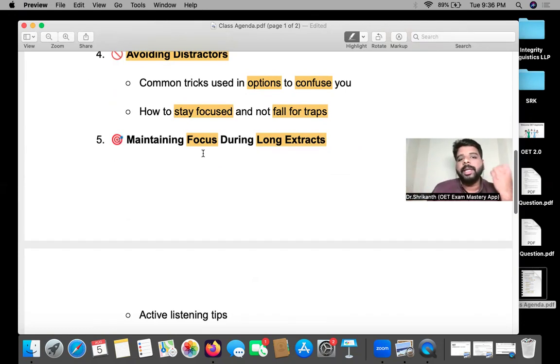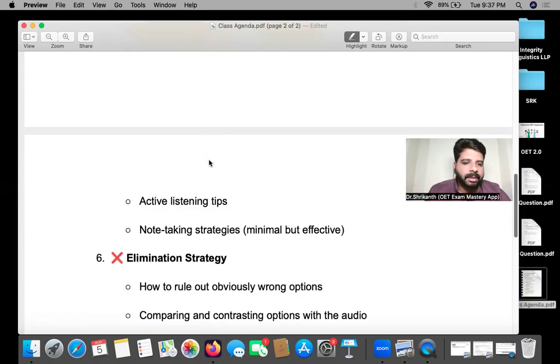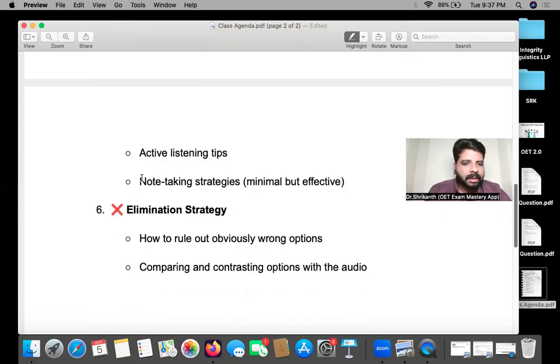But your ability to maintain focus, see, now this is not at all related to your language proficiency. You can be very good in English, but if you are having very low attention span, then it is going to be very difficult for you to find the answer. Okay, so maintaining focus, and I will tell you how exactly that is done. Okay, active listening skills. Again, note taking strategies and all will be coming over there.